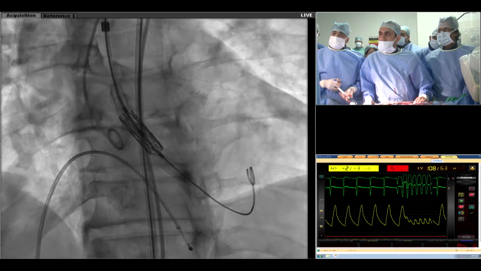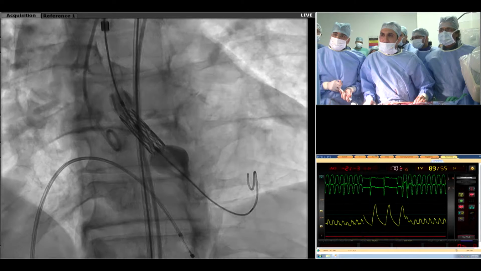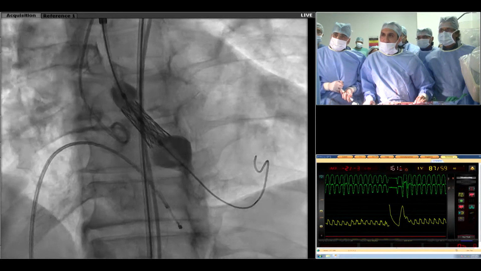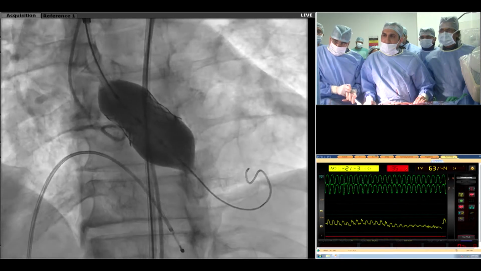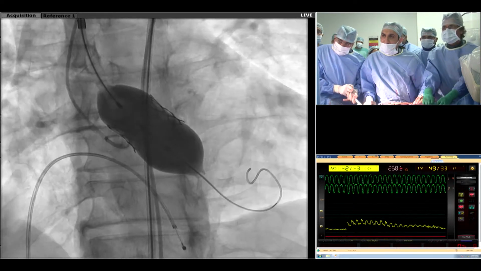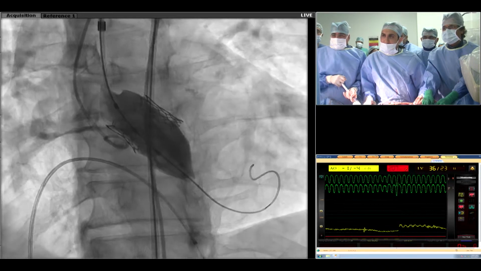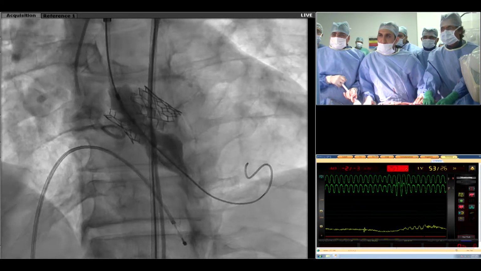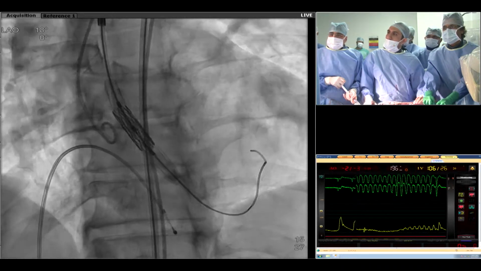Pressure slow. Begin inflation. Inflate, inflate, inflate, inflate, inflate. Fully inflate, fully inflate. 1001, 1002, 1003, 1004. Deflate, deflate, deflate. Stop pacing, please. Pigtail out.